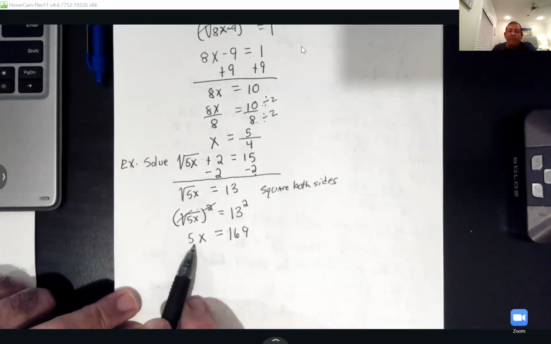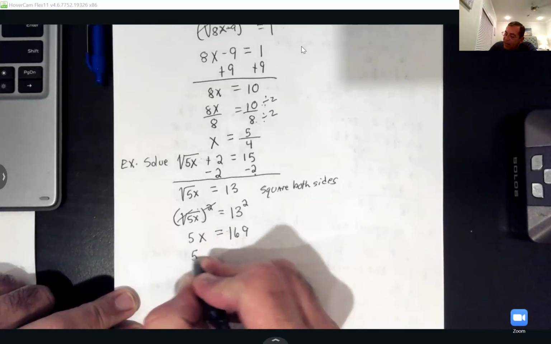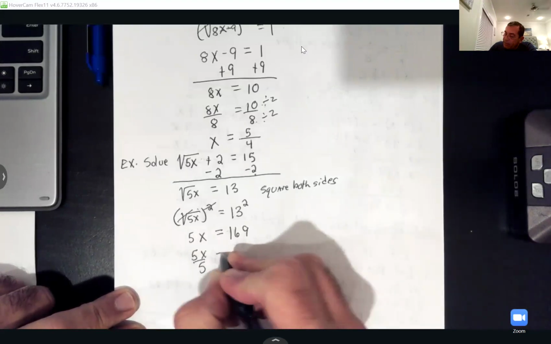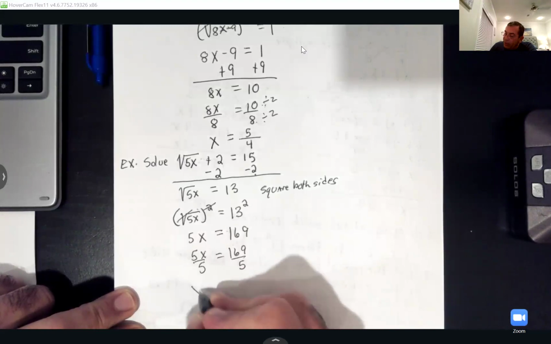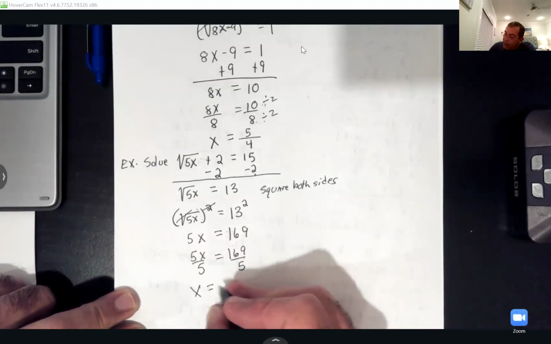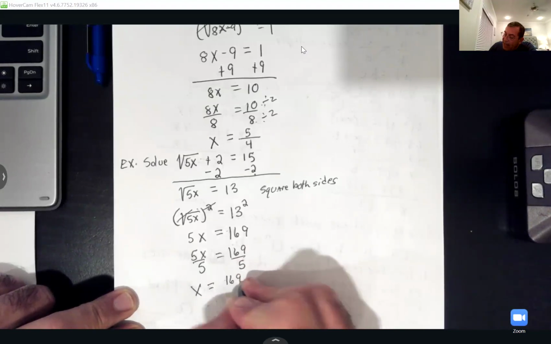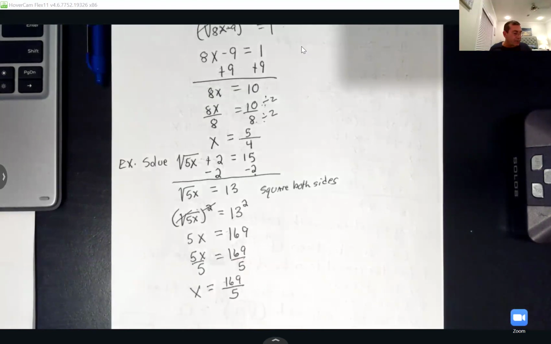All right, last step. Make that 5x a 1x by dividing both sides by 5. Well, that cancels my 1x. And y'all, that does not reduce. So that's going to give me 169 over 5 as my final answer.